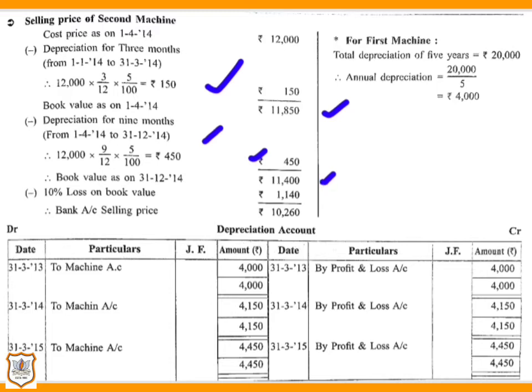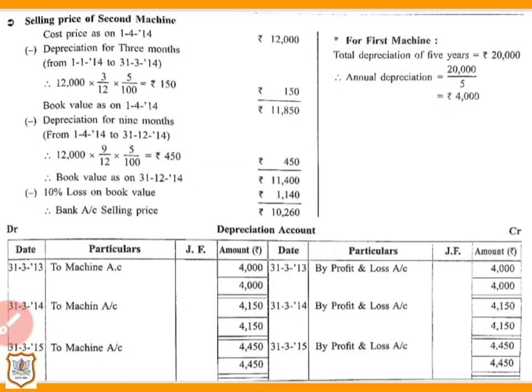Now it is given in the question that this machine was sold at 10% loss of book value on 31st December 2014. So here we have book value as on 31st December 2014, that is 11,400, and if we calculate loss, 10%, we get 1,140. We will deduct it as this is loss in order to get selling price. So when we deduct 1,140 from 11,400, we will get 10,260, which is our selling price. So here we have completed calculation for selling price of second machine. Now we will prepare depreciation account.